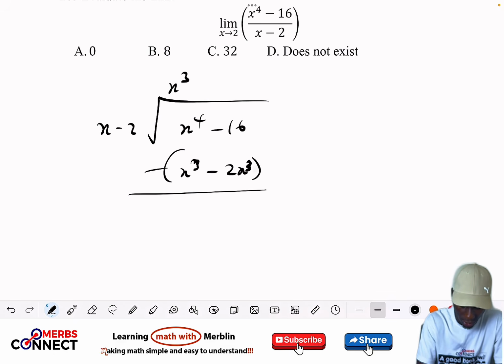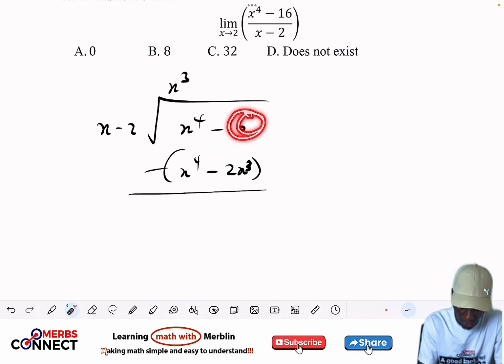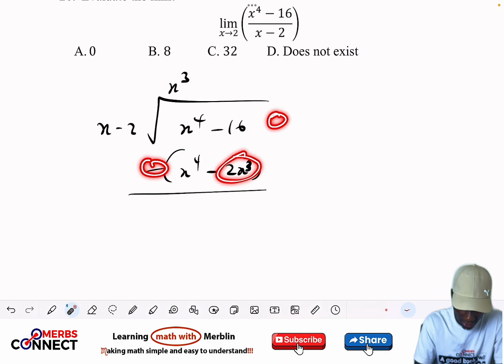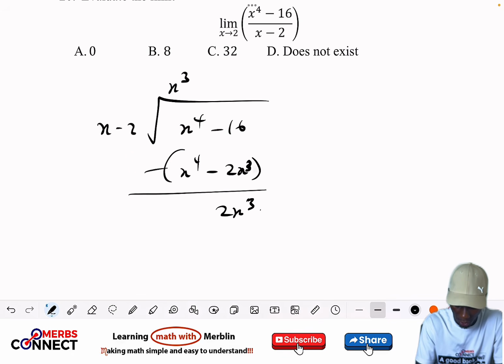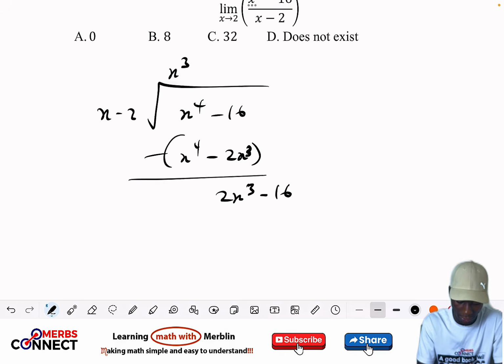Subtract. Oh, this one should be 4. So this will go away. And then there is no term with x to the power 3 here. So it's going to be 0 minus minus. So this will be 2x cubed minus 16. Then I bring the 16 here.